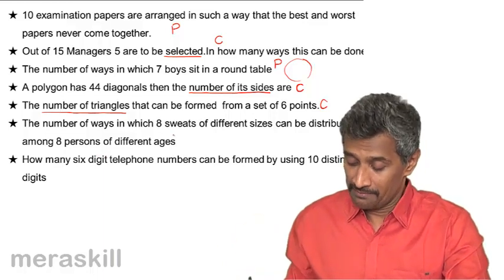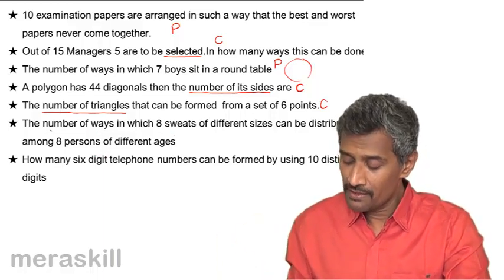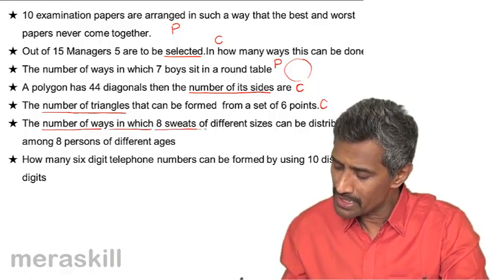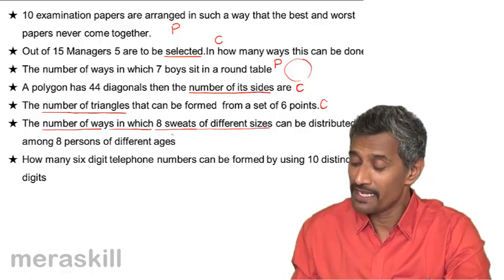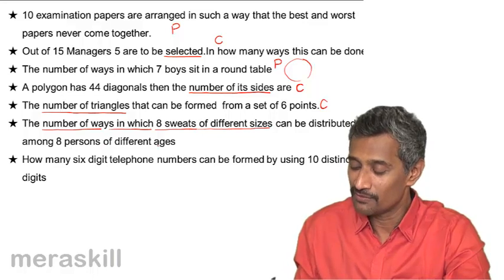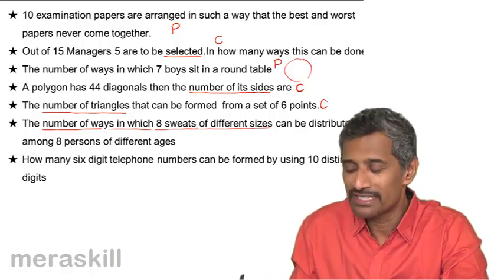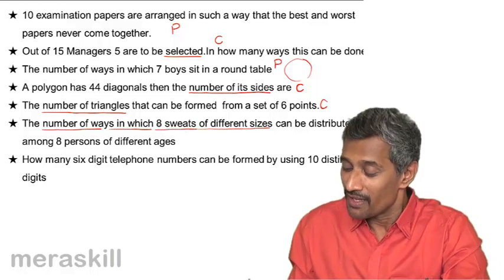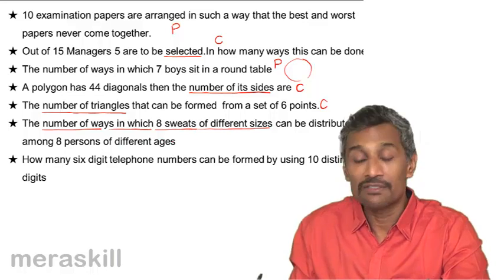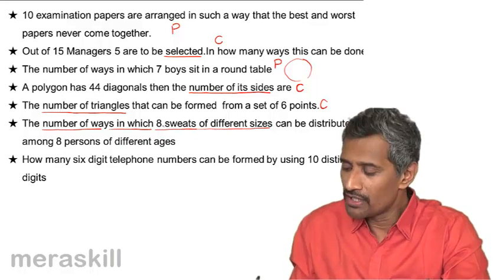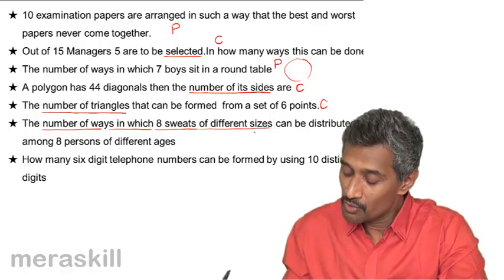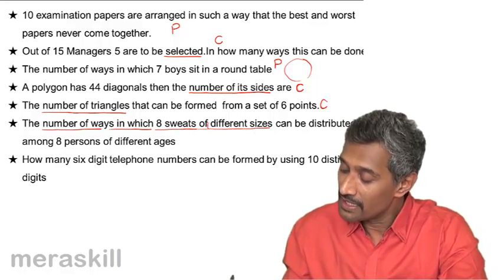Then you have a case here: the number of ways in which 8 sweaters of different sizes can be distributed among 8 persons of different ages. Now this is not important; you can even take it as sweets. It's okay. So again, it can be distributed among 8 persons of different ages. So the order in which these are distributed, different sizes among 8 persons of different ages, matters.